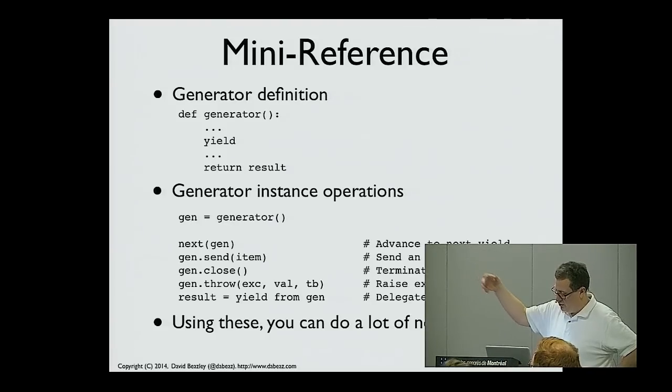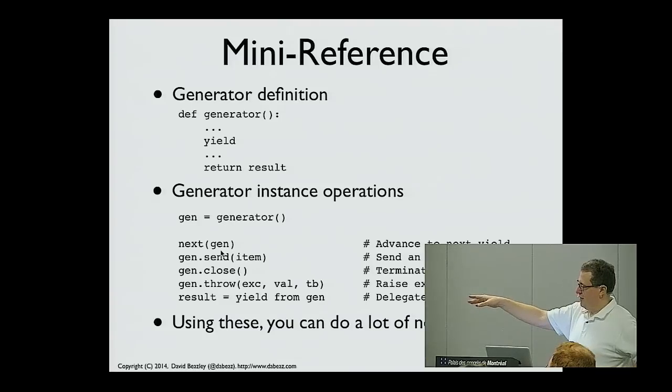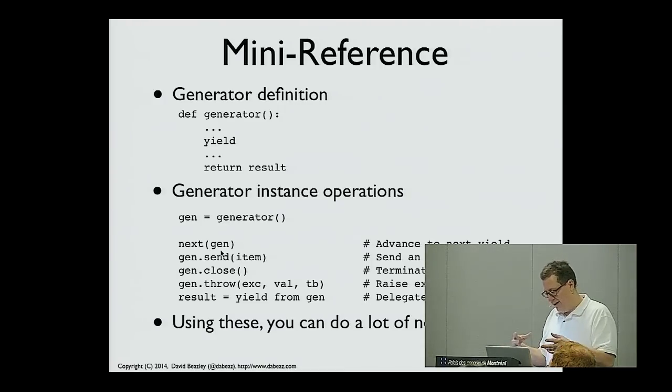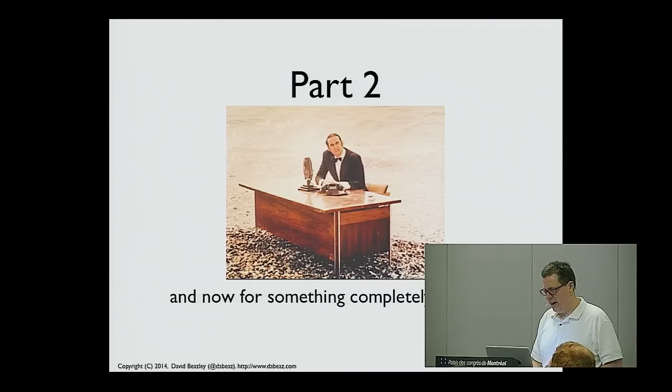Essentially, use yield to make a generator function. You can yield, you can have a result, and then you have these core operations that sit underneath the covers that let you drive it. You can either advance to the yield, you can send it a value, you can close it, you can throw an exception, or you can do this delegation stuff. So think of these as kind of the building blocks of generators, if you will, and you can do some pretty neat things with that. So that's sort of a starting point.